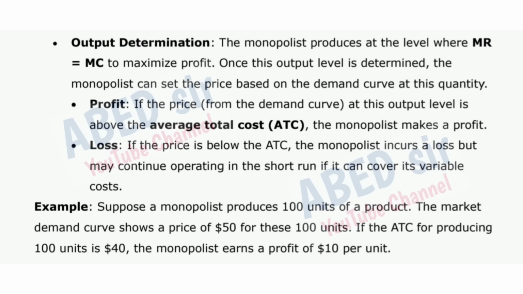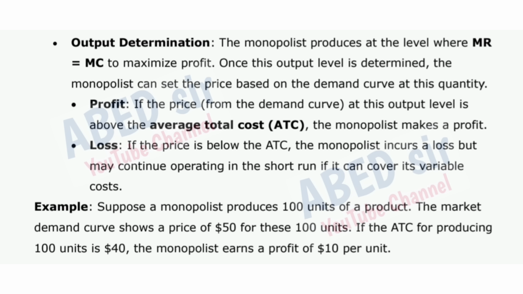Profit if the price, from the demand curve, at this output level is above the average total cost, ATC, the monopolist makes a profit. Loss if the price is below the ATC, the monopolist incurs a loss but may continue operating in the short run if it can cover its variable costs.